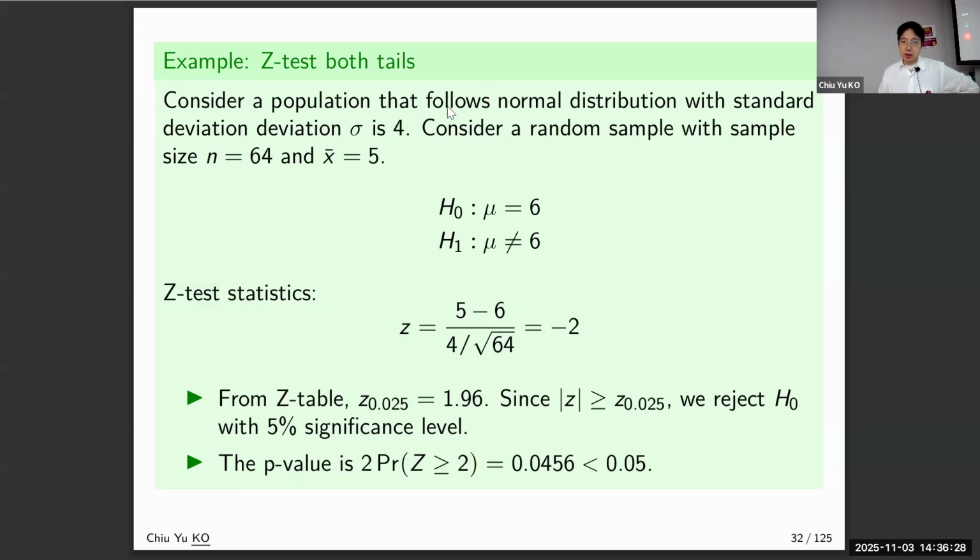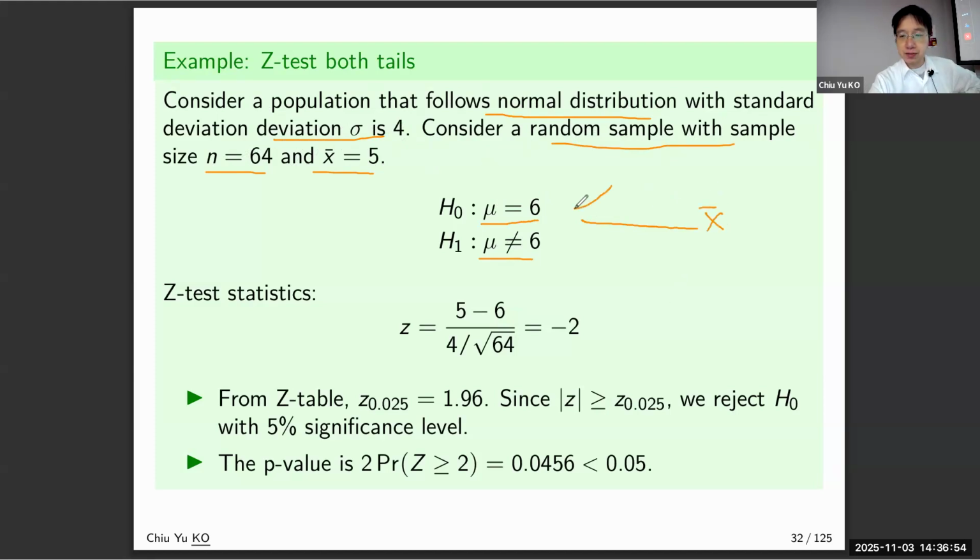I have a population with a normal distribution with standard deviation 4, and a random sample with sample size 64 and sample mean 5, and we want to test the hypothesis in a two-tailed test: mu equal to 6 versus mu not equal to 6, right? But just a gentle reminder, this is what we have, right?